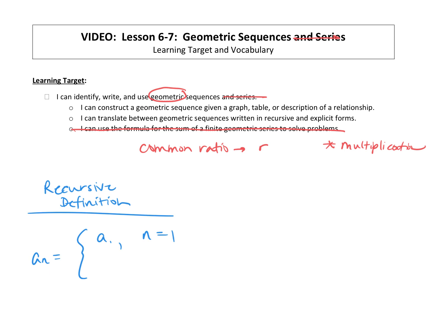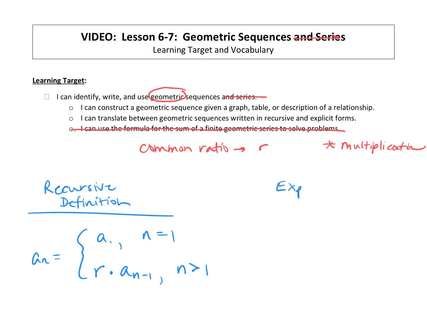And then the rule is you take your common ratio and you multiply it by a sub n minus 1, which is the previous term. And you do that for all the terms after 1. So that's your recursive definition.